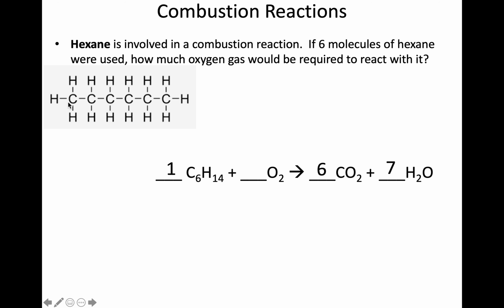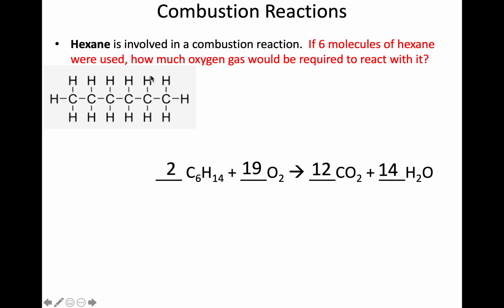Hexane, another prefix, hex means 6, and we've got our carbon chain. I leave the oxygen to balance last. That's the case, though, when I get to this, I've got an odd number that's messing me up, so I'm going to double all of them to get rid of the odd and figure out how many oxygen molecules I need. This one's a little bit more complex.